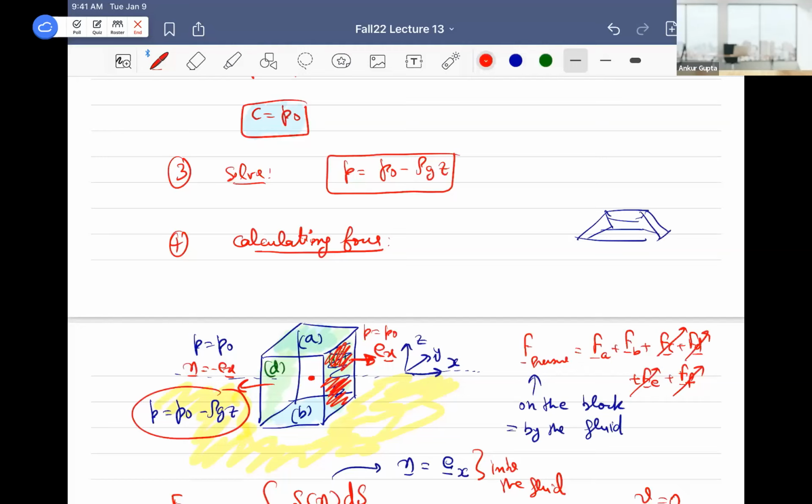But there is a pressure force on each face which is different. So let's say in an exam I say calculate the pressure force on face C. Don't use Archimedes principle. You just want to calculate the pressure force, so you just find the pressure force on that face.